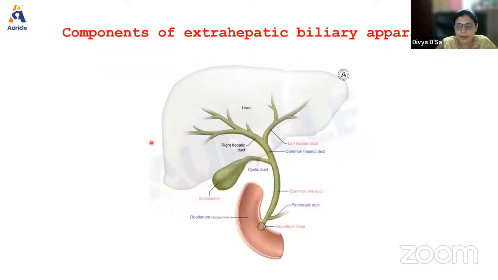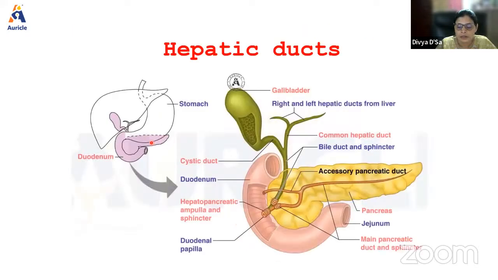The components of the extrahepatic biliary apparatus include the right and left hepatic ducts, the common hepatic duct, the gallbladder, the cystic duct, and the common bile duct. These are the structures which form the extrahepatic biliary apparatus. First, coming to the hepatic ducts, which form the common hepatic duct: the common hepatic duct is formed by the union of the right and left hepatic ducts, which begin from the liver. The right and left hepatic ducts drain the right and left physiological lobes of the liver, and they join together to form the common hepatic duct.